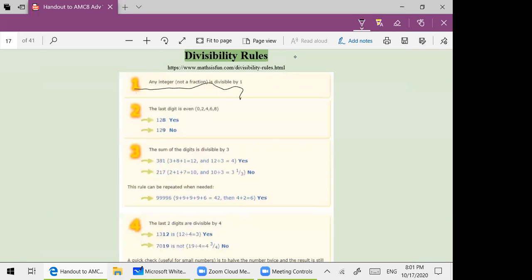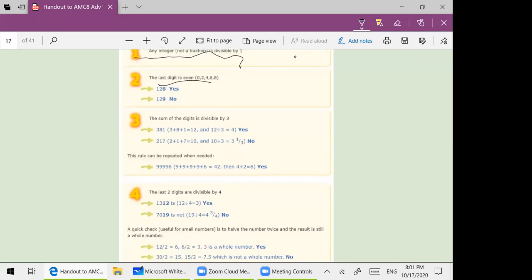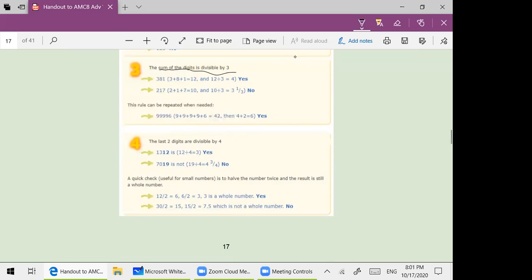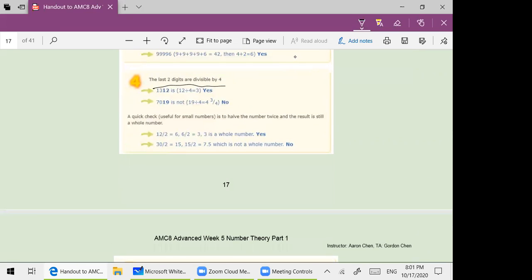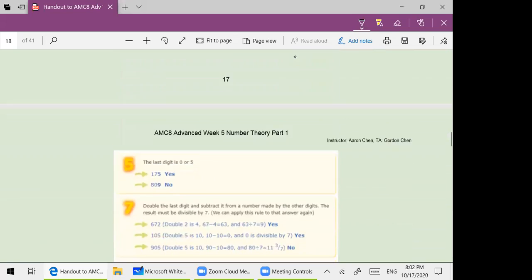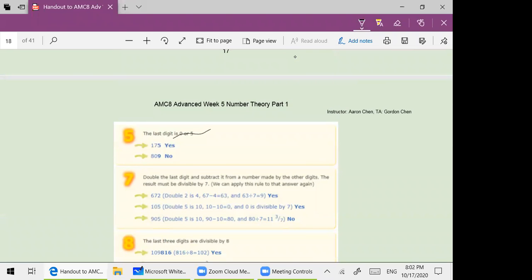And there's no divisibility rule for 1 for obvious reasons. For 2, it's enough if the last digit is even. For 3, if the sum of the digits is divisible by 3. For 4, if the last two digits are divisible by 4, because 4 is a factor of 100, so the digits past the hundredths digit don't matter. For 5, the last digit is 0 or 5.